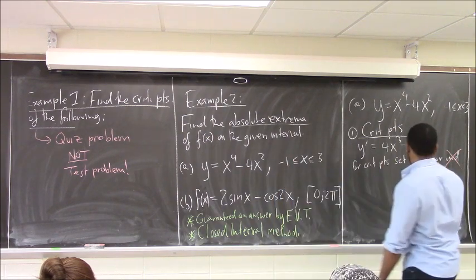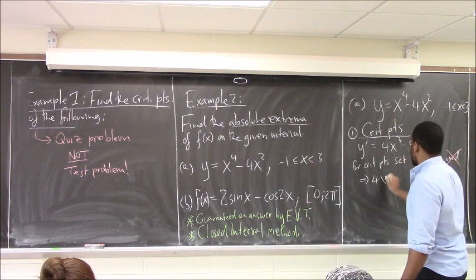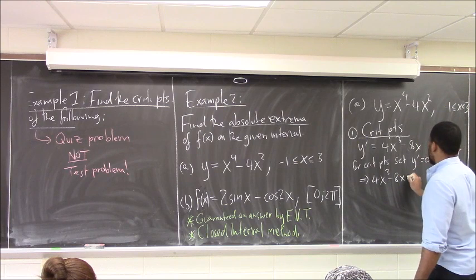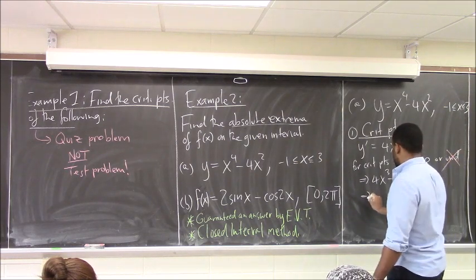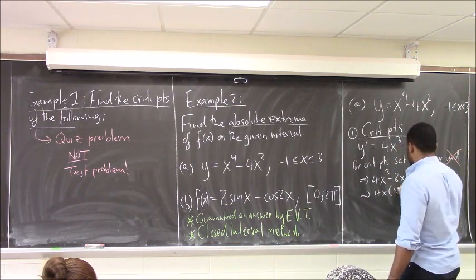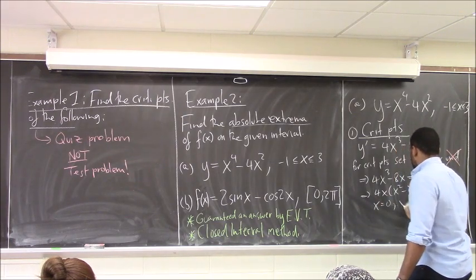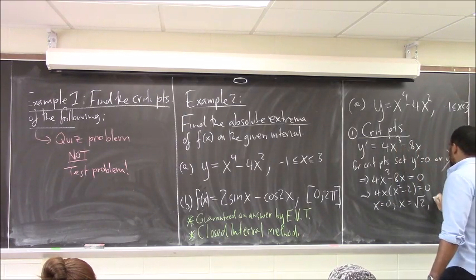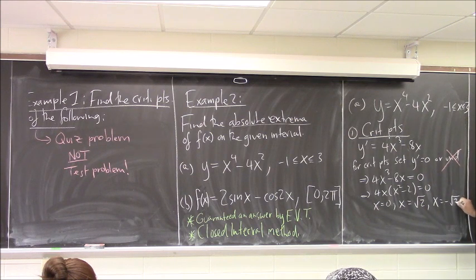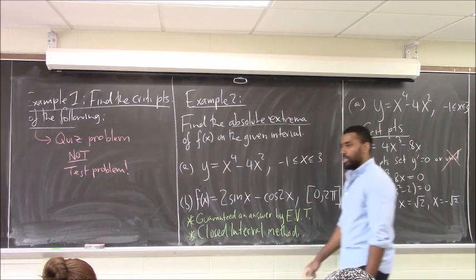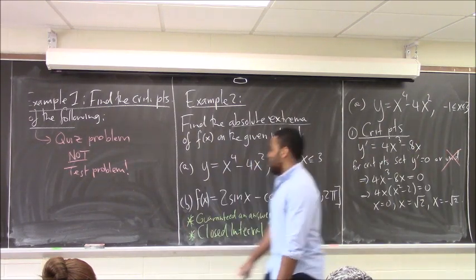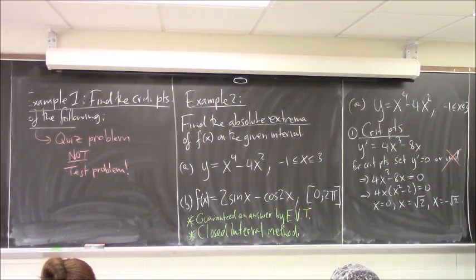So this means that 4x cubed minus 8x equals 0. We saw this one already. So you get x equals 0, x equals radical 2, x equals minus radical 2. There is an issue here. Does anyone realize the issue? Yes, minus radical 2 is not in there. Minus radical 2 is not in the interval.